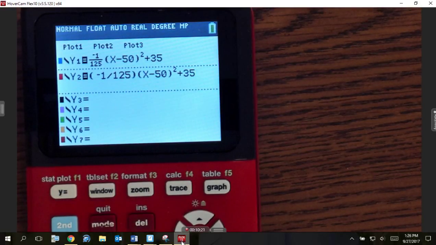Those of you that are ready and you've already typed it in, go to your table. Go to your table. Remember, second graph, that's where your table is. Second graph.